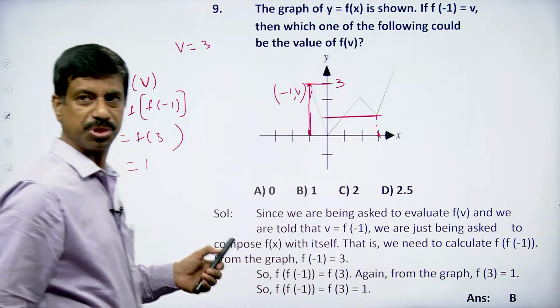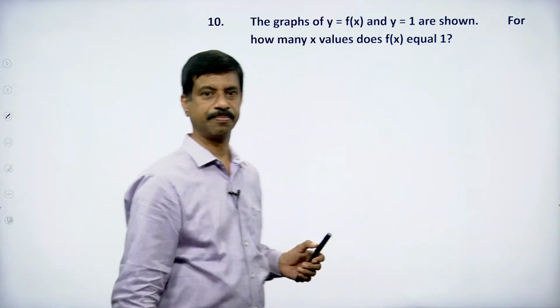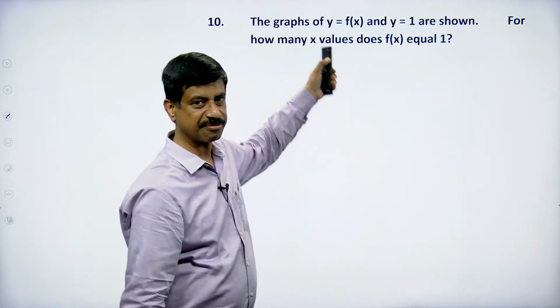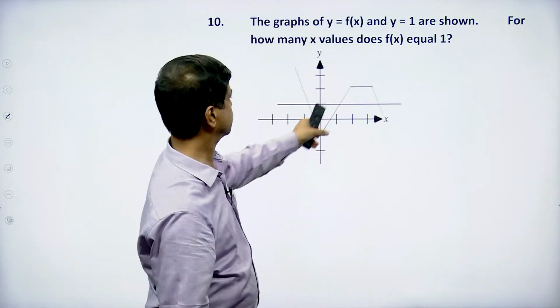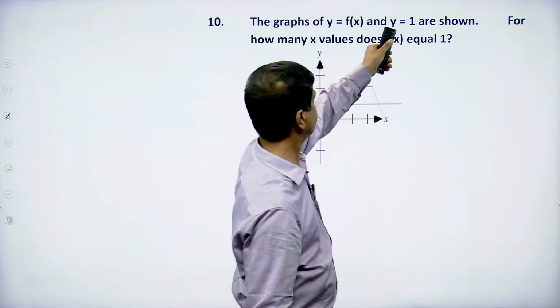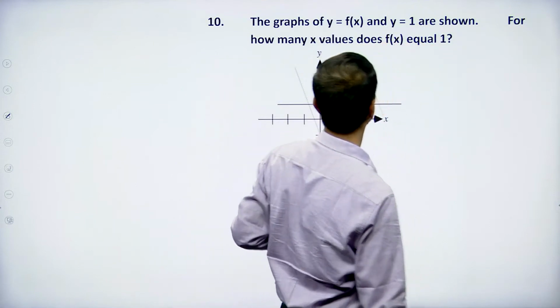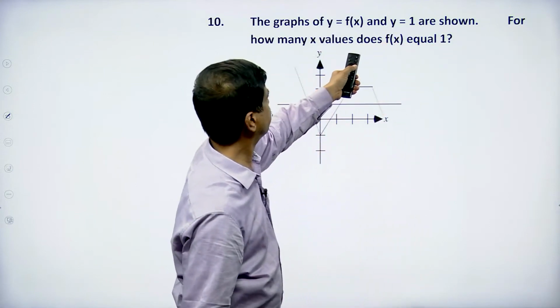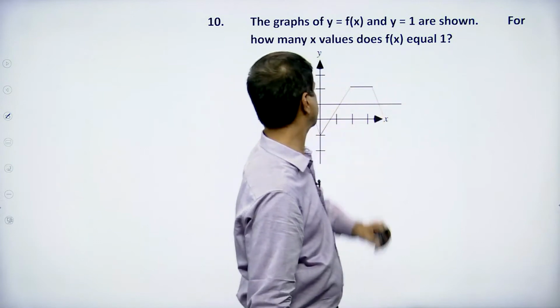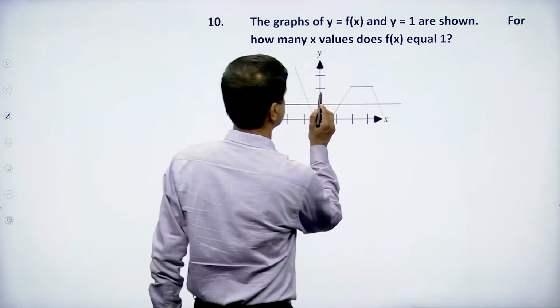Yes, children, we will move to the next question. Look at this. The graph of y, graph means I need to show the graph to you. Okay, this is the graph, children. The graph of y equal to f of x and y equal to 1 are shown. For how many values does f of x equal 1? F of x is equal to 1.